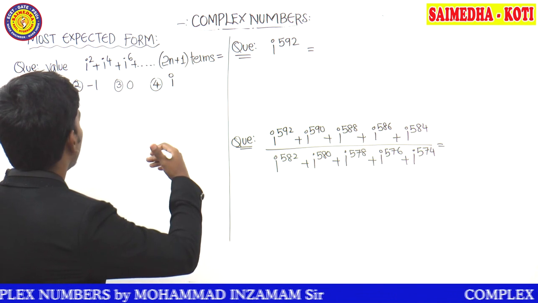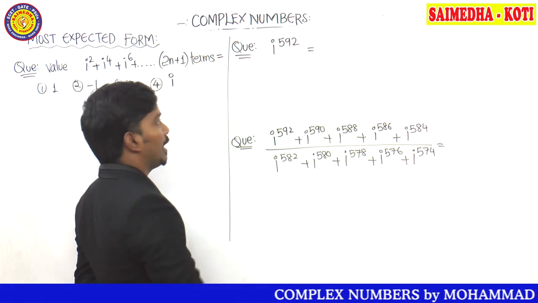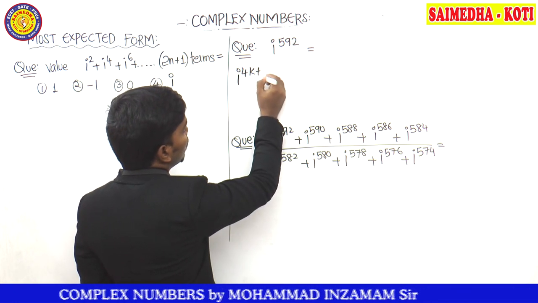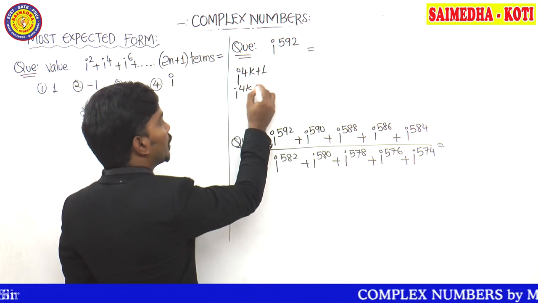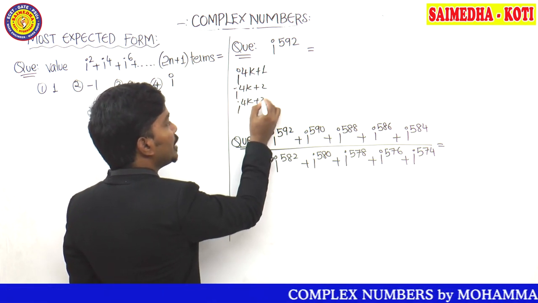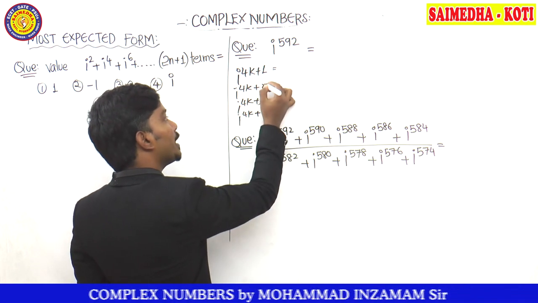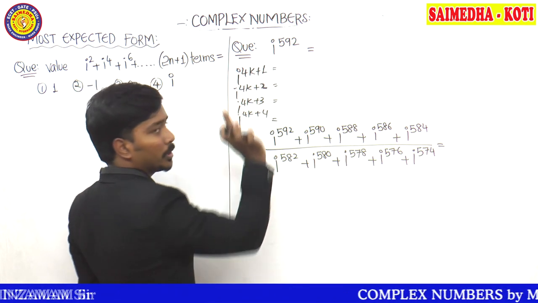Let's see the question given. First of all, let's solve a small question: i to the power of 492. Let me remind you the formulas: i to the power of 4k plus 1, i to the power of 4k plus 2, i to the power of 4k plus 3, and i to the power of 4k plus 4. That means whatever the number given, you need to write it as a multiple of 4, and the remainder you need to add.